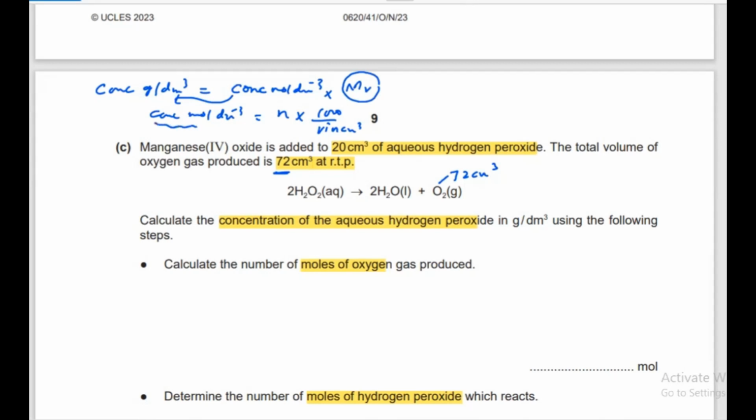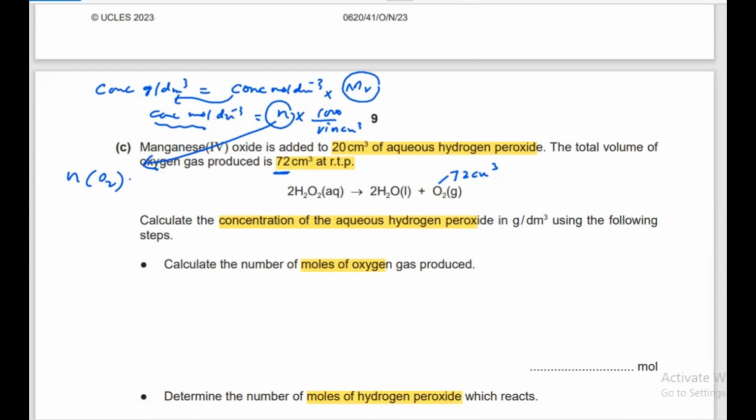But to calculate the concentration of hydrogen peroxide in moles per dm³, we must have the moles of hydrogen peroxide, but we don't have them, only the volume is there, 20. So we can put 20 here, but we don't have the moles. To calculate the moles of hydrogen peroxide, first calculate the moles of oxygen, then do the stoichiometry, and then you can follow this method to get the answer.